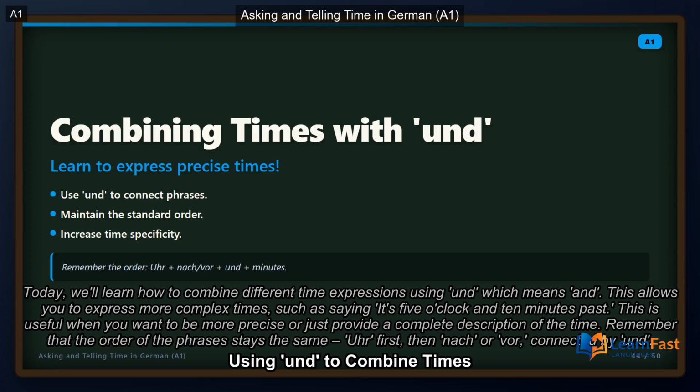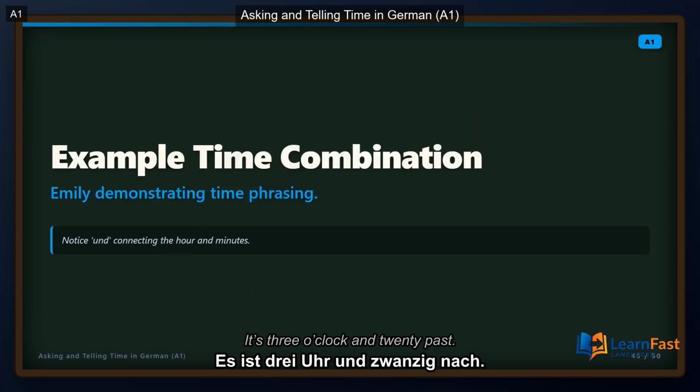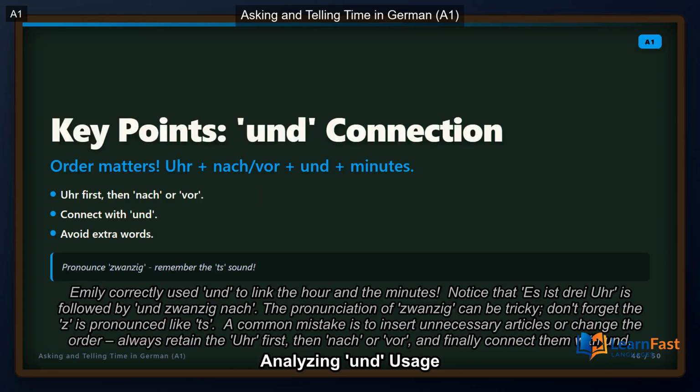Remember that the order of the phrases stays the same: hour first, then nach or vor, connected by und. Es ist 3:20 nach. Emily correctly used und to link the hour and the minutes. Notice that Es ist 3:20 is followed by nach.